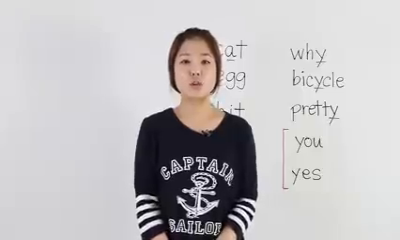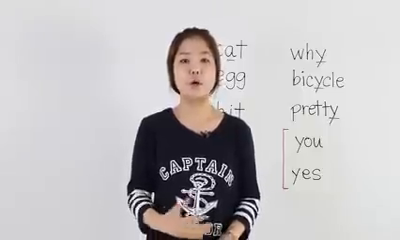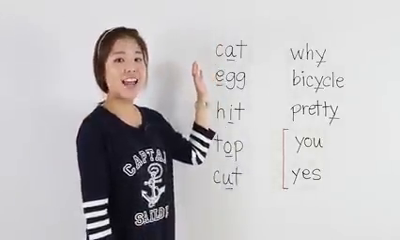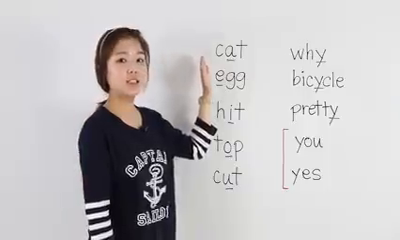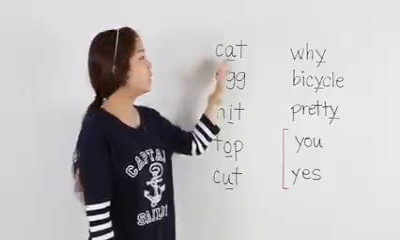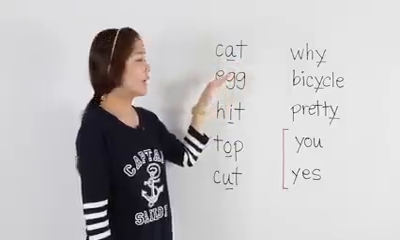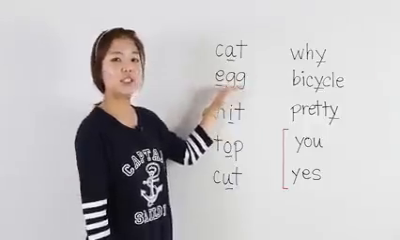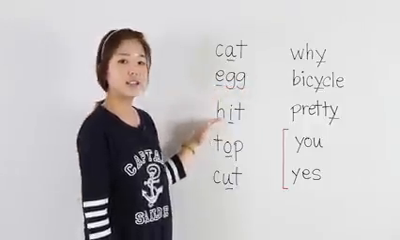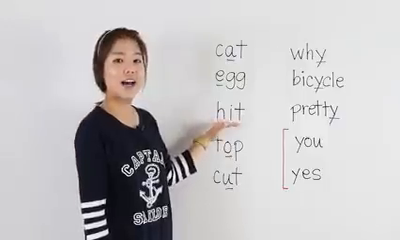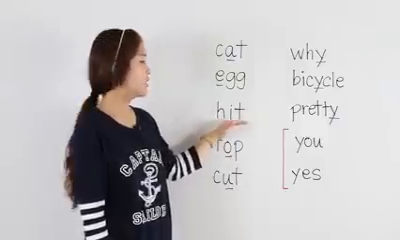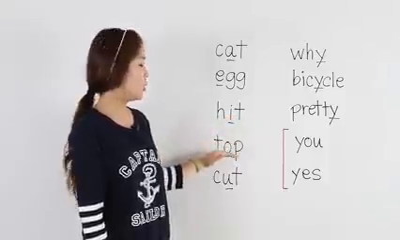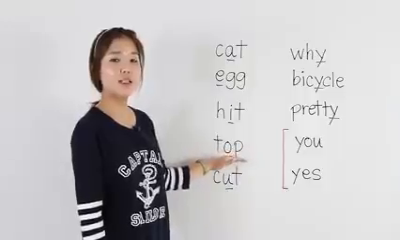Now, all English words have vowels, maybe 1 or many vowels. So let's look at these words. The first word is cat. Okay, we have C is a consonant, A a vowel, T consonant. Egg, E is a vowel, and G is a consonant. Hit, H is a consonant, I a vowel, and T a consonant. Top, T is a consonant, O is a vowel, and P is a consonant.